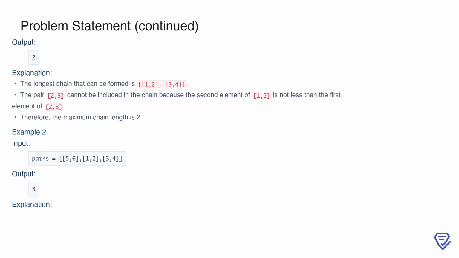In another example, if the input is pairs equals 5, 6, 1, 2, 3, 4, the output is 3. In this case, the pairs can be rearranged to 1, 2, 3, 4, 5, 6, where all pairs satisfy the condition that B less than C. This allows us to include all three pairs in the chain, resulting in a maximum chain length of 3.